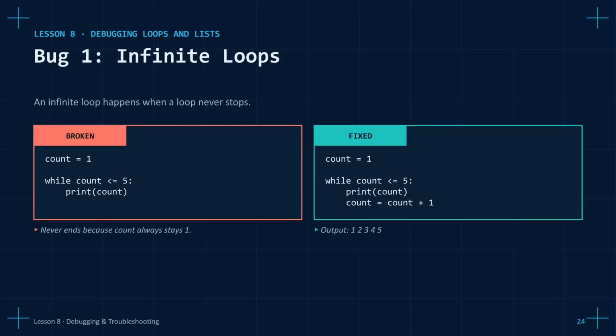In this broken example, the count variable is never updated, so the loop repeats indefinitely. By simply adding an increment statement, we ensure the loop finishes once the count reaches 5. Always verify that your loop counter is properly updated.